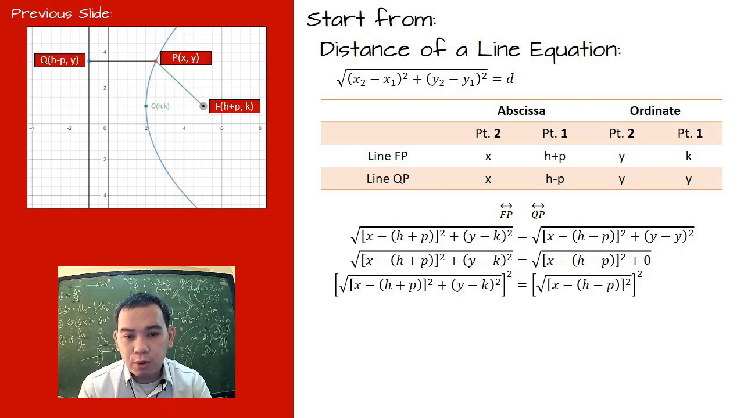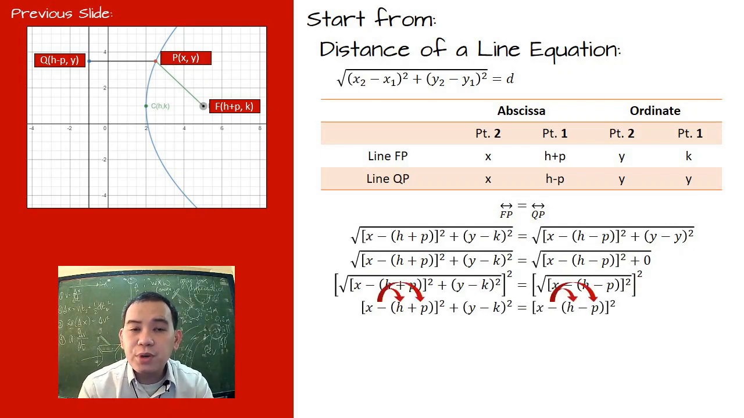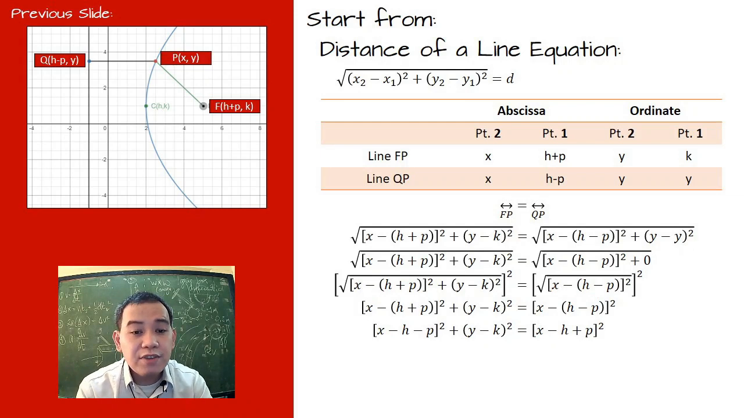Then, I square both sides of the equation to remove the radical sign, and distribute the subtraction operation into the grouping of h plus p and h minus p. This will give me the equation, open quantity, x minus h minus p, close quantity squared, plus, open quantity, y minus k, close quantity squared, equals open quantity, x minus h plus p, close quantity squared.